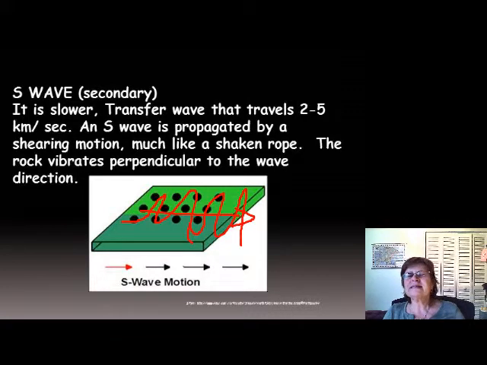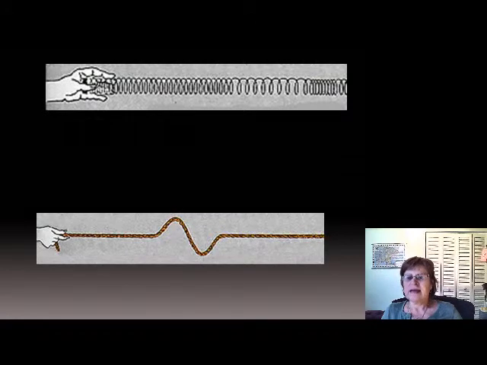Yes, the different density of rocks will cause the wave to speed up or slow down. The more dense the rock, the faster the wave goes. The less dense the rock, the slower the wave goes. So it depends on the density of the rocks. Okay, as you can see, this here is the P wave, primary, and this here is the S wave, the secondary.